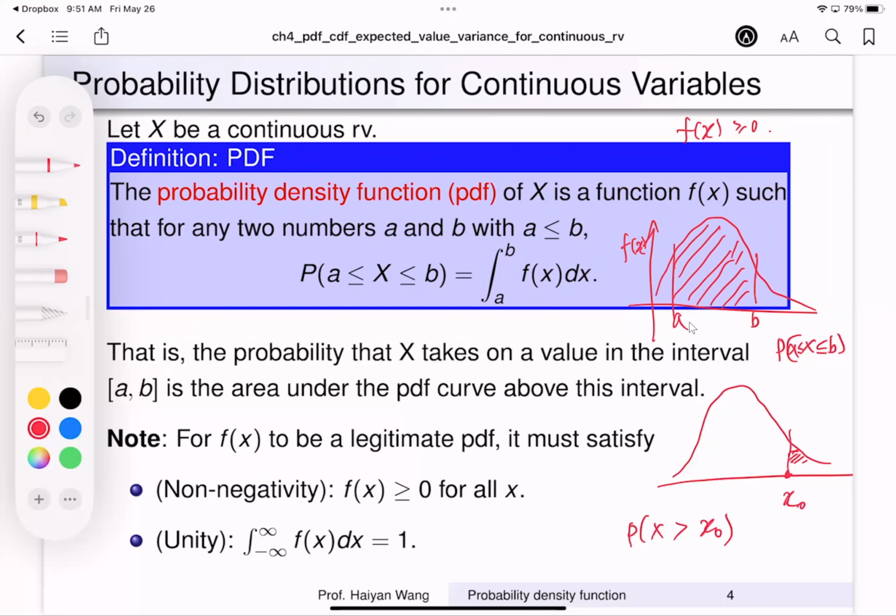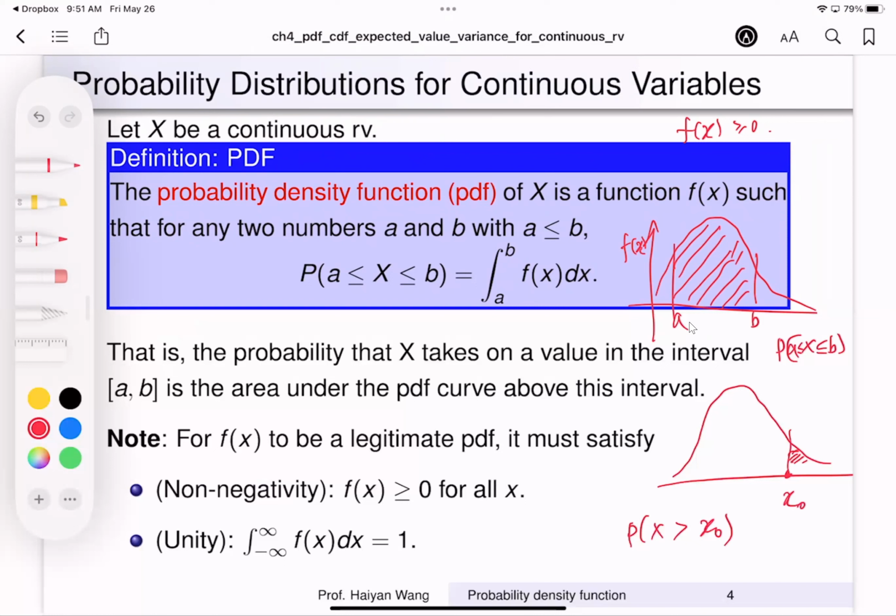So, to summarize, PDF is the function such that when you consider the probability of the variable in an interval, this probability is given by the area under the PDF curve above the horizontal axis.